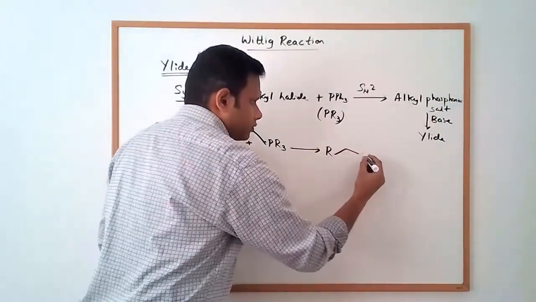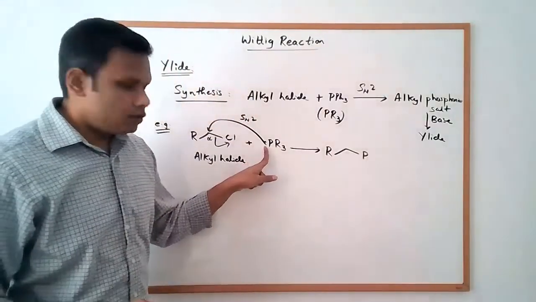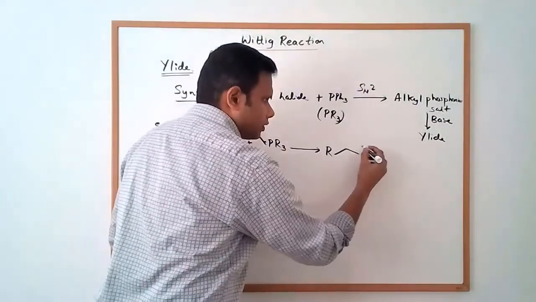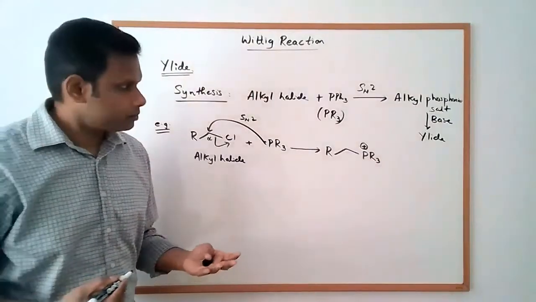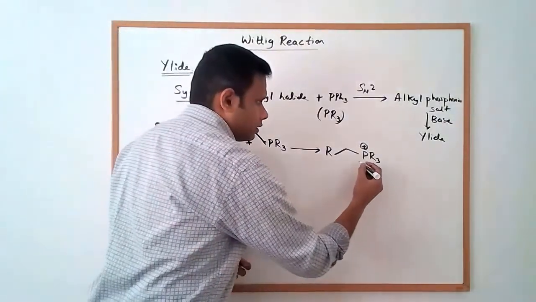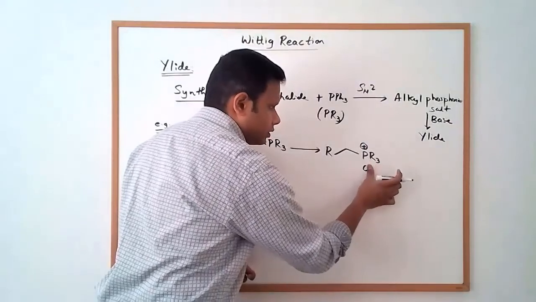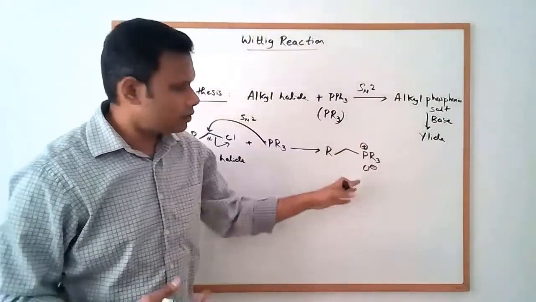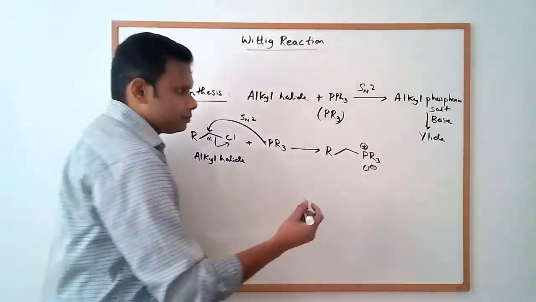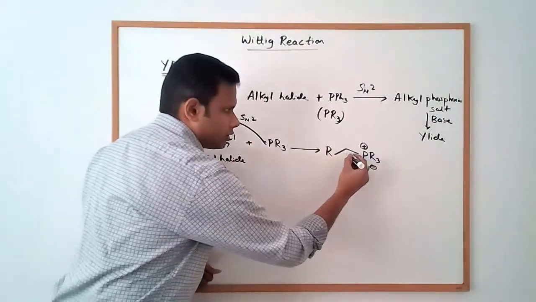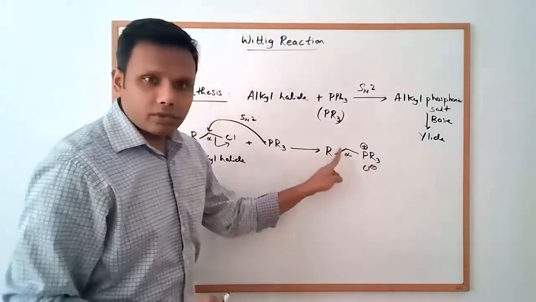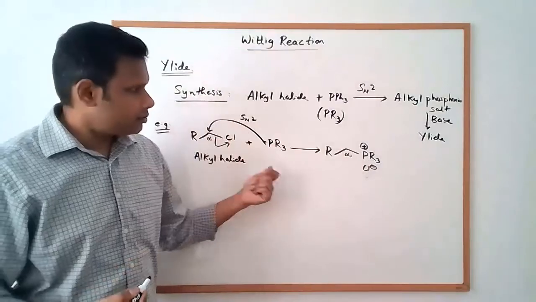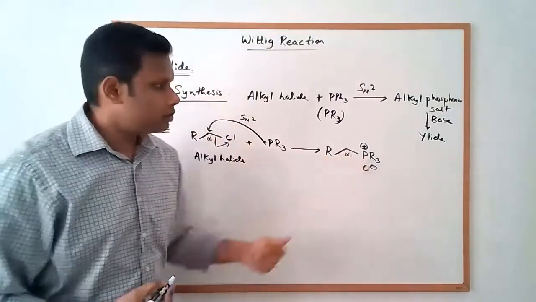Since the phosphorus is using its lone pair to do the attack, the phosphorus would now have a positive charge on it. We'll get this species along with the chloride, and it's going to be stabilized by the chloride ion. So that's the alkyl phosphonium salt here. Again, you want to keep track of the carbon atom. That's the alpha carbon, which was connected to the halogen, and I'm using an alkyl chloride here specifically. The alpha carbon is now connected to the phosphine.